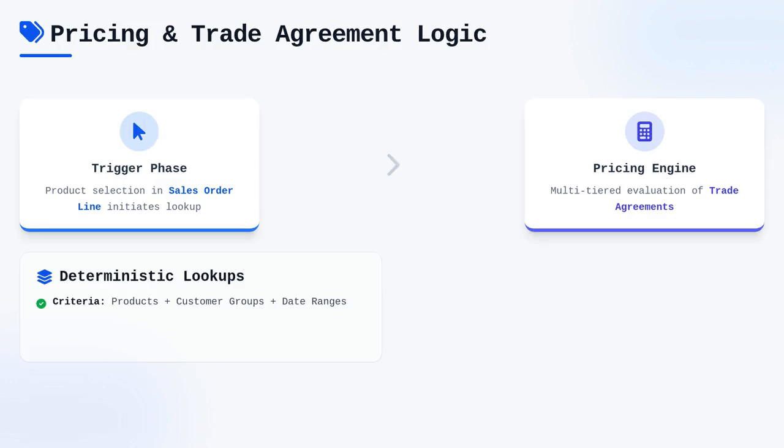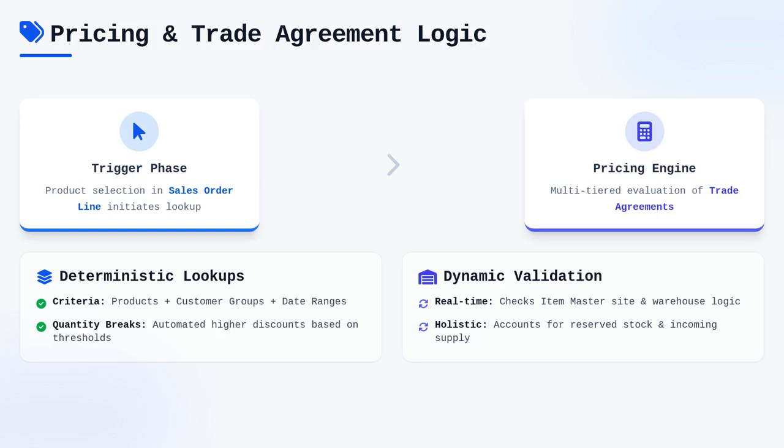meaning the system will automatically apply a higher discount percentage if the line quantity exceeds a pre-configured threshold. Furthermore, the application provides real-time inventory validation, which checks availability against the configured warehouse and site logic defined in the item master. This is not a static check, but a dynamic one that accounts for reserved inventory and incoming supply orders, providing an accurate view of what can feasibly be promised to the customer.